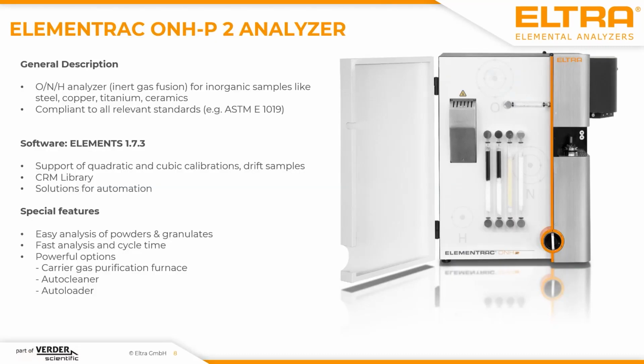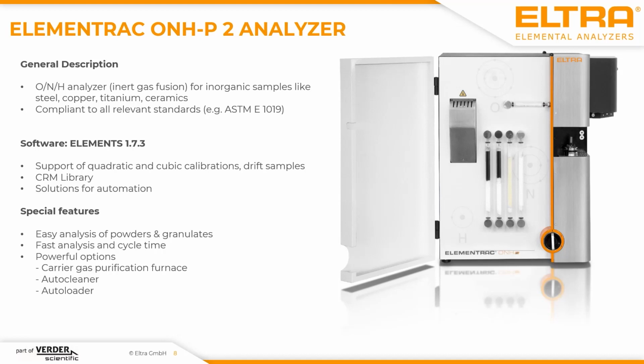The elementary ONH-p2 is an inert gas fusion analyzer. This kind of chemical analysis is described, for example, in the ASTM E1019. In the picture, you see the analyzer, which is configured as an oxygen, nitrogen, and hydrogen analyzer. And on the right side, you see an extra option: an auto cleaner for the upper and lower electrode.